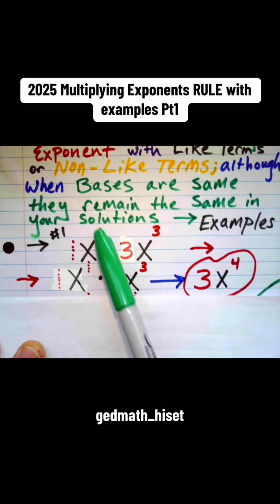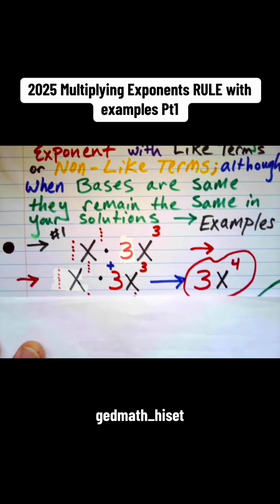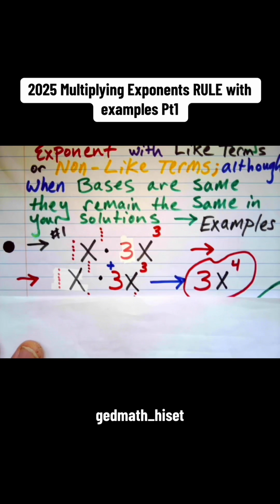They're not going to show you this. They're going to go x times 3x cubed. That's it in the problems. But once you show these invisible ones, it will clarify what you need to do. So if you don't understand that, please revert back to some of my prior videos. I do talk about these invisible ones.